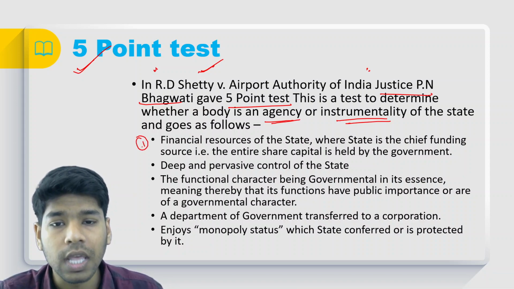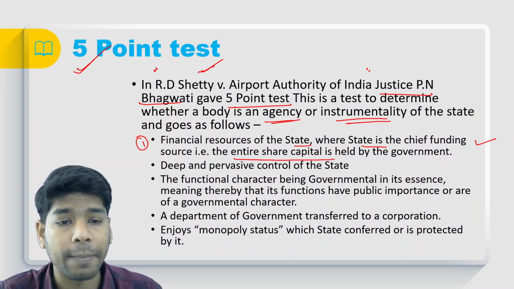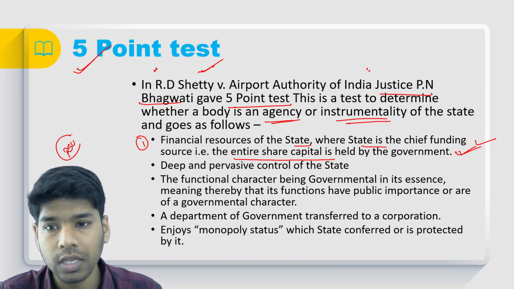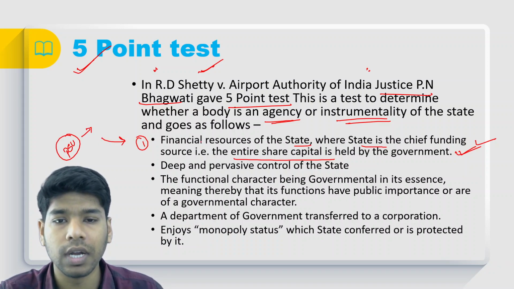The first one, the financial resources of the state, where the state is the chief funding source, that is, the entire share capital is held by the government. The total share is with the government, the PSUs, the public sector undertakings or the governmental sources. Funding is through the state.